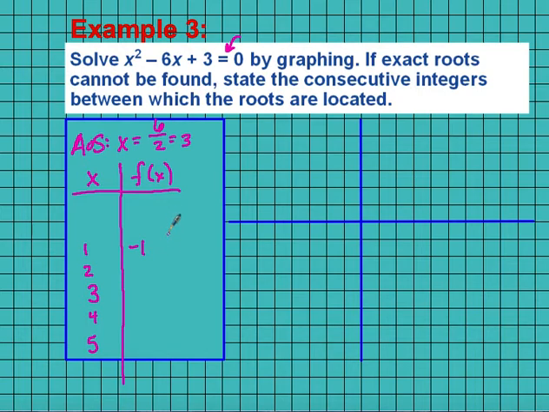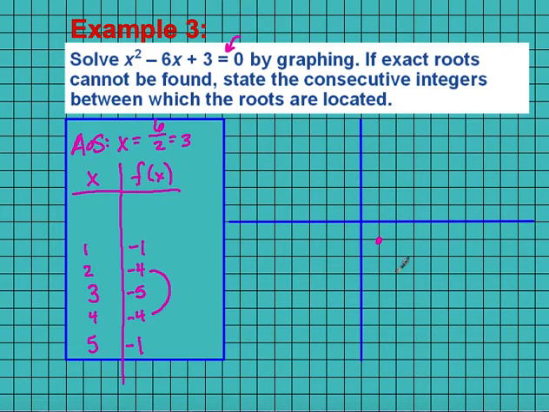1 gives me negative 1. 2 gives me negative 4. 3 is going to give me negative 5. 4 gives me negative 4, and I haven't done this today, but I'm going to do that check to make sure everything's symmetric. And 5 also gives me a negative 1. So as of right now, we haven't hit 0. I'm going to start to graph that and then see where we need to go from there.